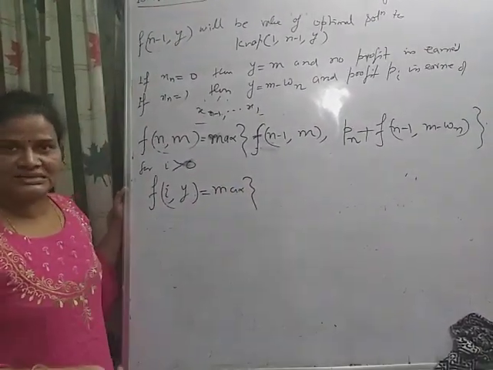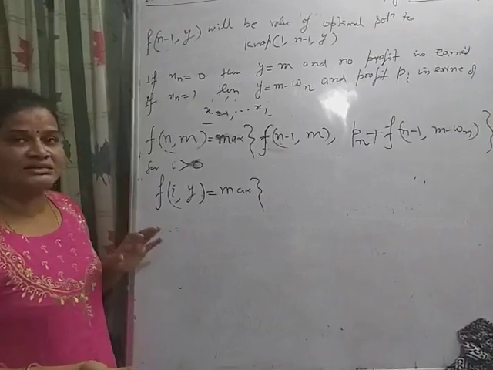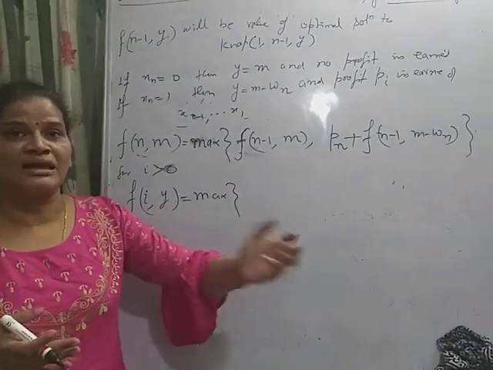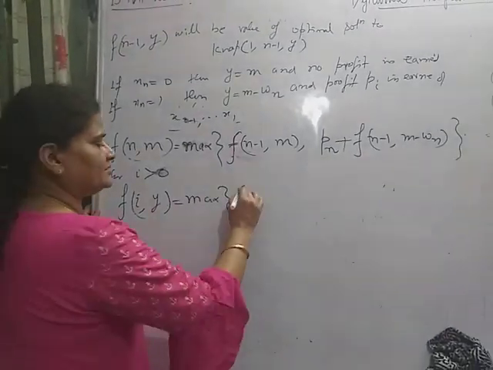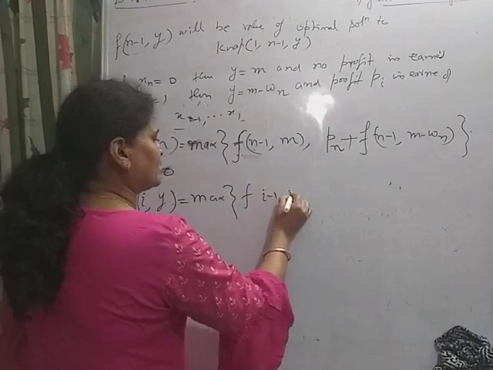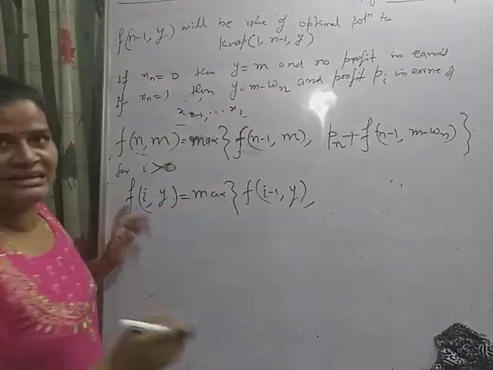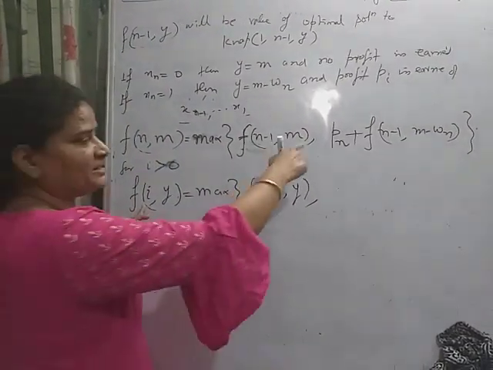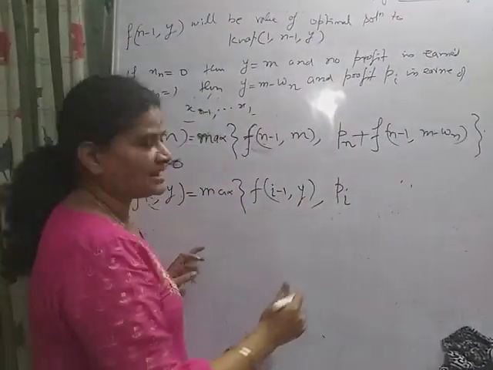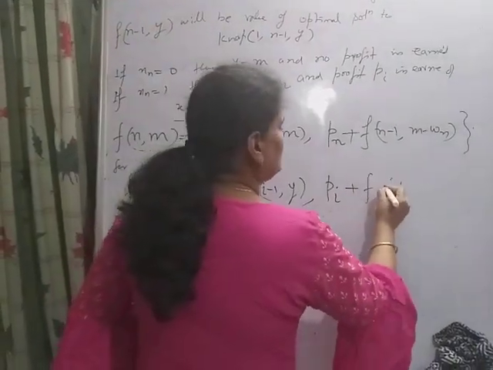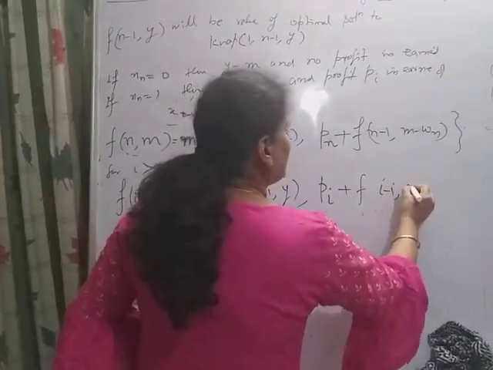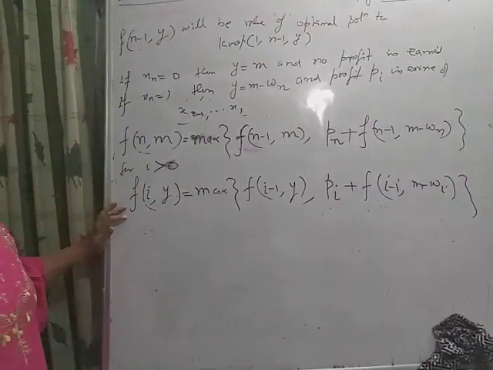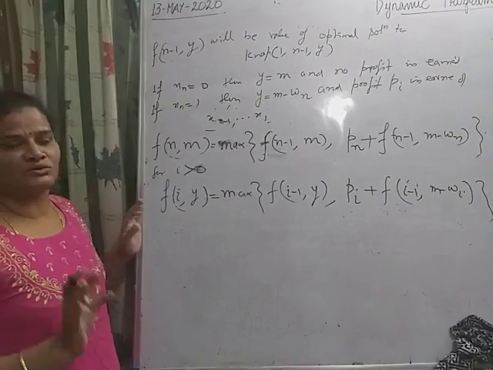Either the ith object is excluded. If the ith object is excluded, the profit earned from the decisions for 1 to i minus 1 will be f(i-1, y) for the capacity y. And if the ith object is included, then the profit p_i is earned, and in the previous profit value, that is f(i-1, m - w_i y). This is the recurrence relation by which we solve the 0-1 knapsack problem.